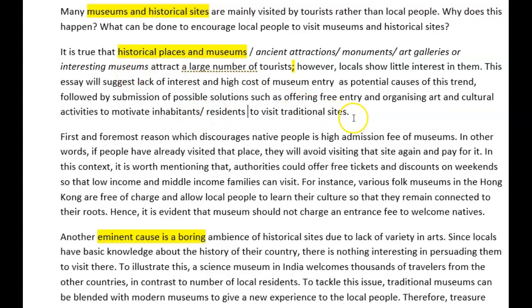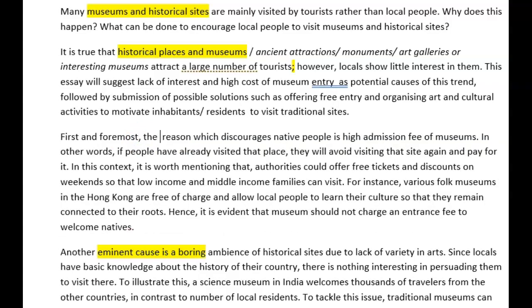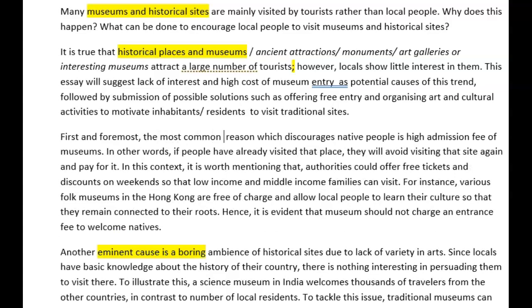Okay, so nice intro. You show me you understand the question and you're showing me where you're going. So, okay, "first and foremost," comma, you could say "the most common reason which discourages native people is the high admission fee of museums." Okay, you put reason. You need to have an article first, and I'm suggesting you put in this just to show a bit more language and be a bit more precise.